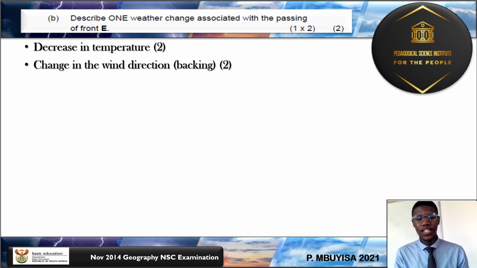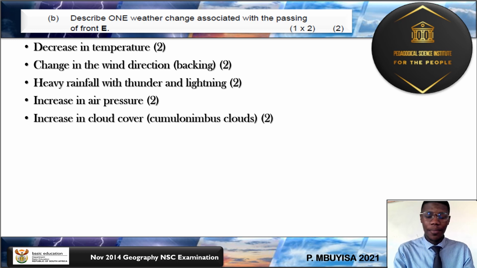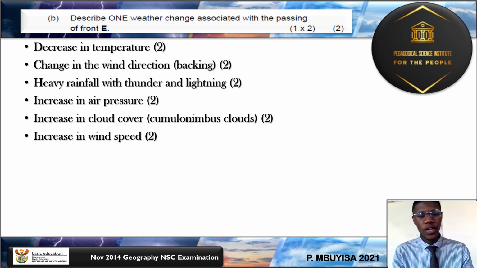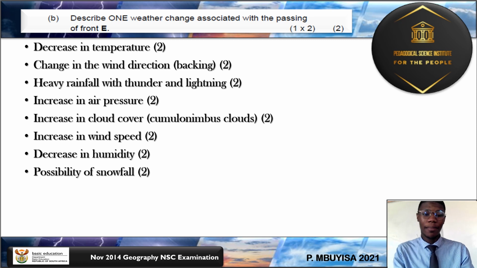The wind direction is going to change, and we call that change backing. We're going to have heavy rainfall. Why? Because the cloud cover is cumulonimbus clouds or overcast, and they are associated with heavy, severe rainfall. The air pressure will increase, as we said. The wind speed will increase, and the humidity is going to decrease. Why does it decrease? Because we have cold air in the region, remember that, and there is a possibility of snowfall in the high-lying regions as a result of this.